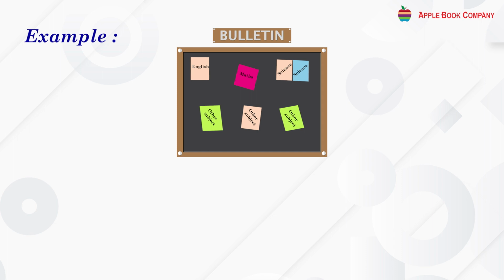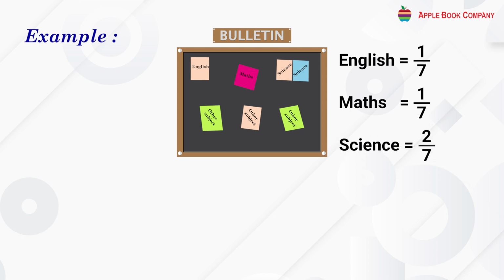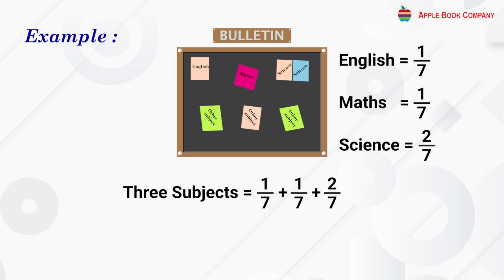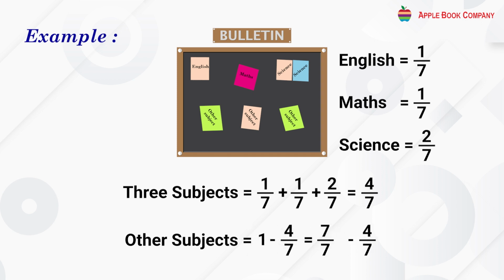Solution. Fraction of the board allotted for English is equal to 1 by 7. Fraction of the board allotted for maths is equal to 1 by 7. Fraction of the board allotted for science is equal to 2 by 7. So the total board allotted for these three subjects is equal to 1 by 7 plus 1 by 7 plus 2 by 7, which is equal to 4 by 7. So to know the fraction allotted for other subjects, 1 minus 4 by 7, you can write it as 7 by 7 minus 4 by 7.